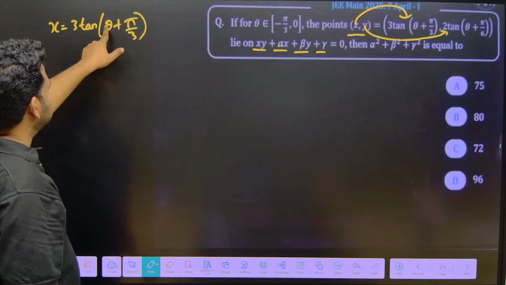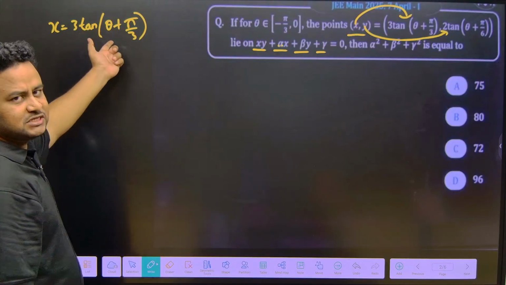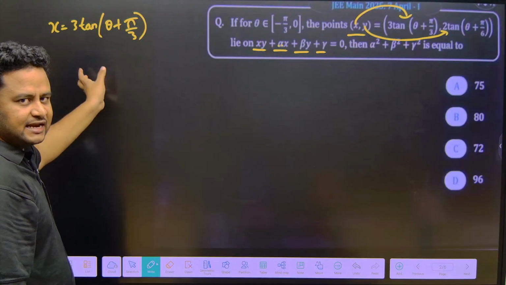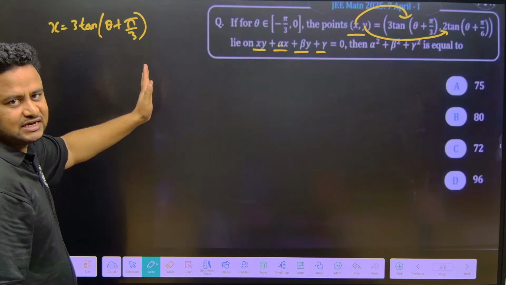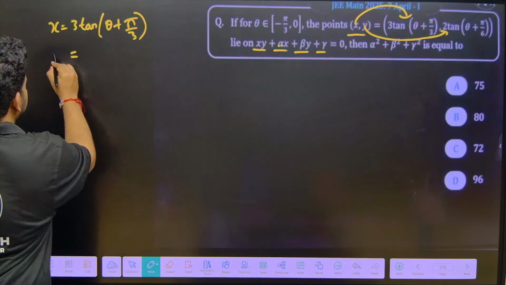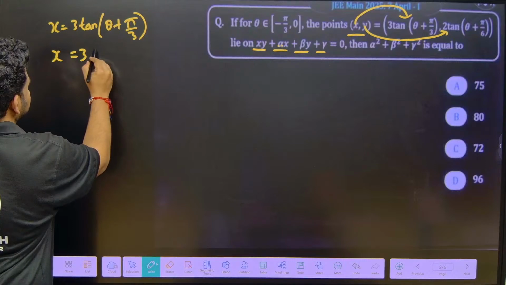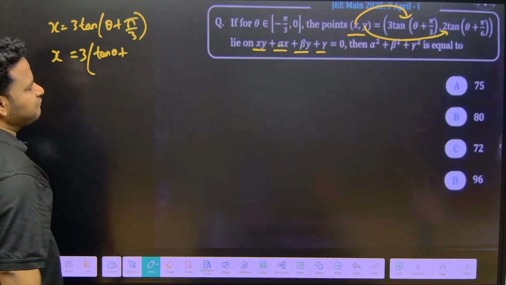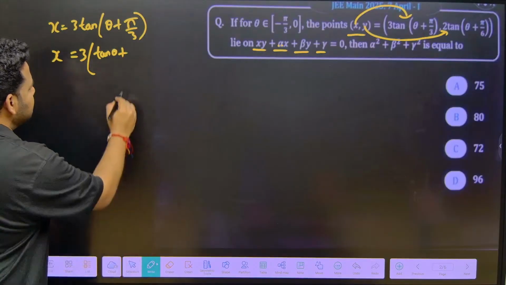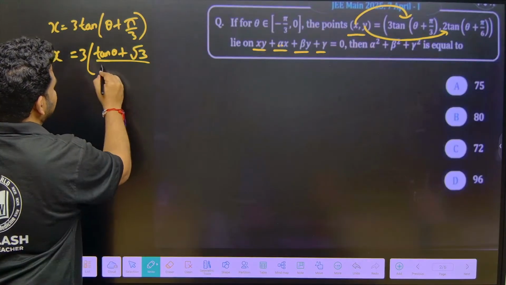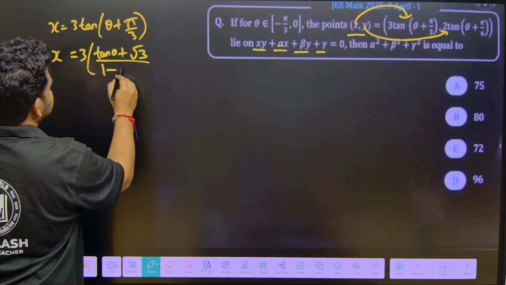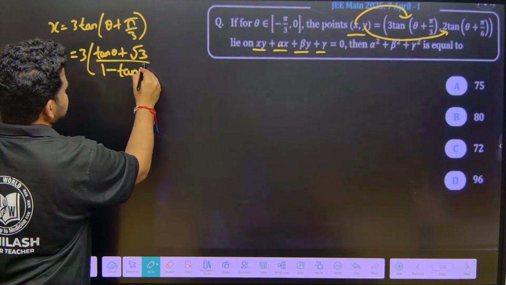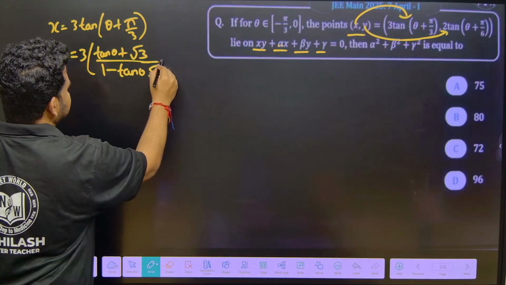This is nothing but tan of a plus b, which is tan a plus tan b divided by 1 minus tan a tan b. So x is equal to 3 times, within brackets, tan theta plus tan pi by 3, that is tan 60, which is root 3, divided by 1 minus tan theta into tan pi by 3, that is root 3 itself.